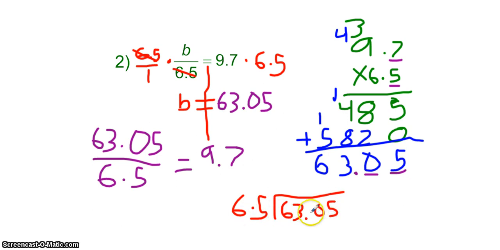6.5 goes into, move the decimal one place to the right. Whatever you do to the divisor, you do to the dividend. Bring the decimal straight up. 65 goes into 630. How many times? 65 goes into 630 9 times. 9 times 65 is 585.